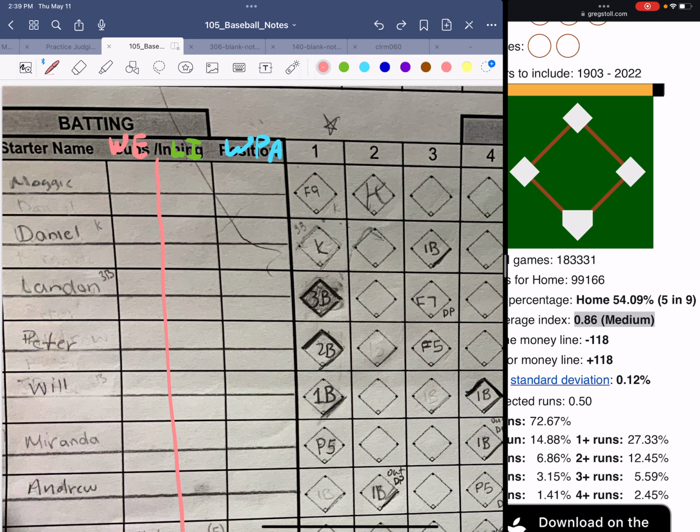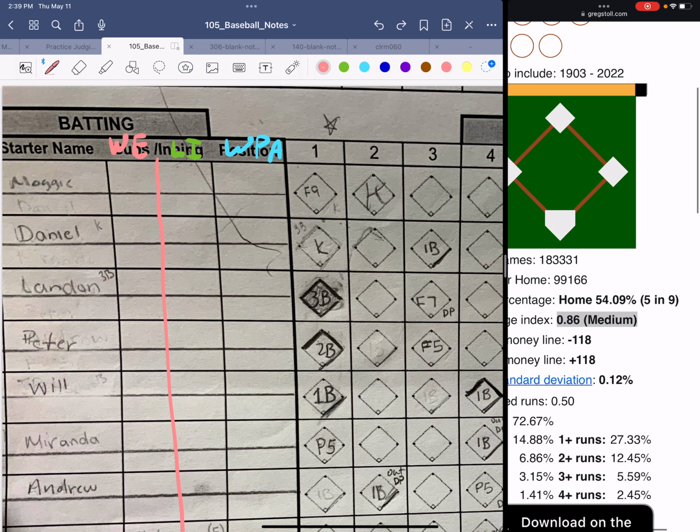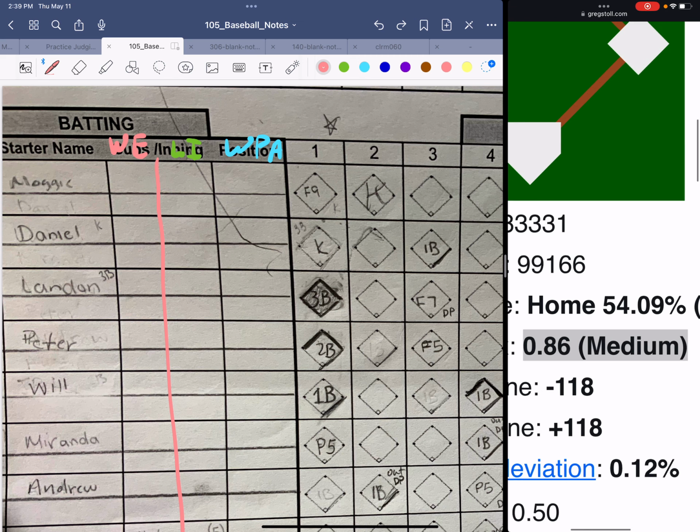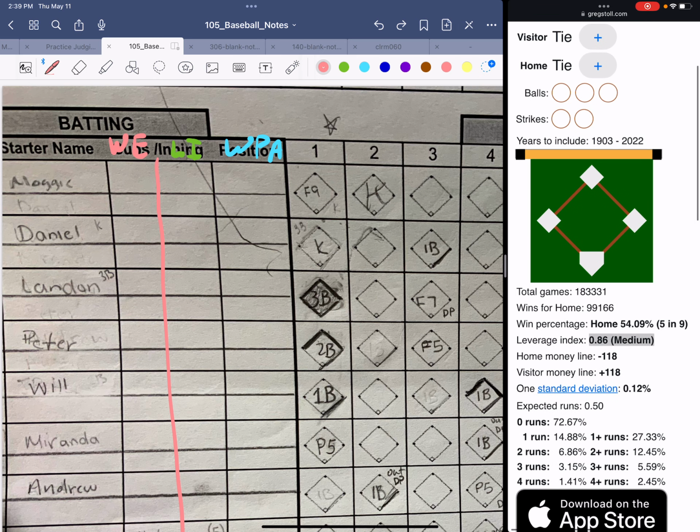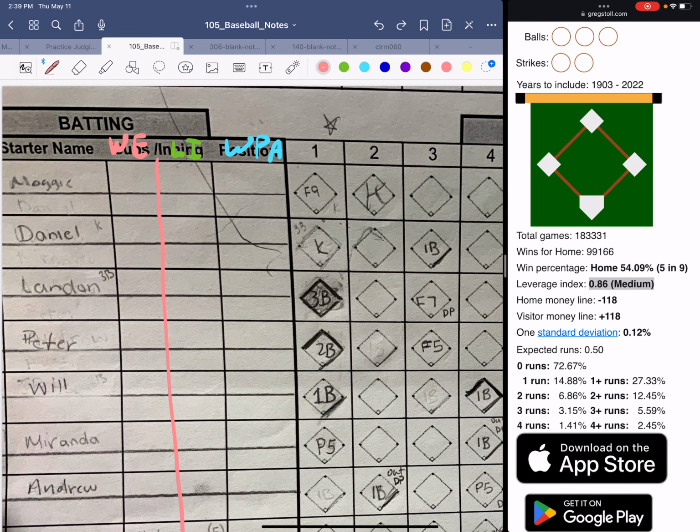Let's just round to the nearest percent. So you might think, oh, okay, we put 0.54 in there. No, we don't, because note that it says home 54.09. So the win percentage when Maggie walks up to the plate is actually going to be 100 minus 54%. Okay, and that gives a total of 46%.